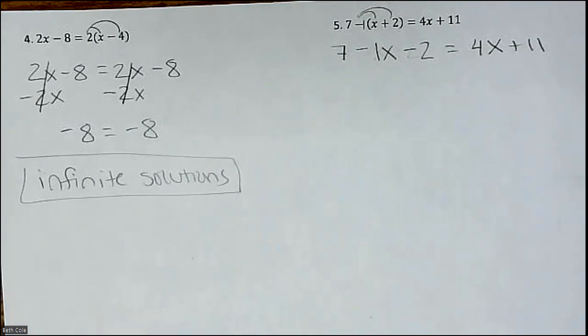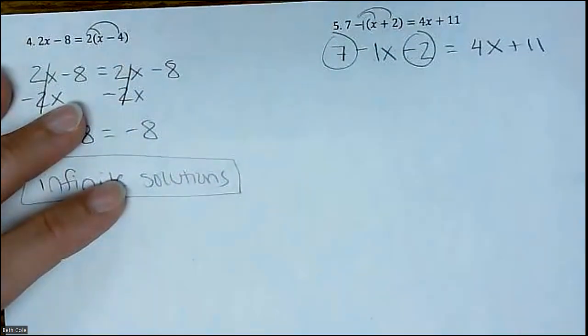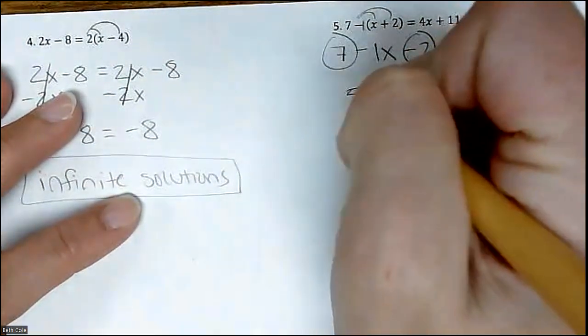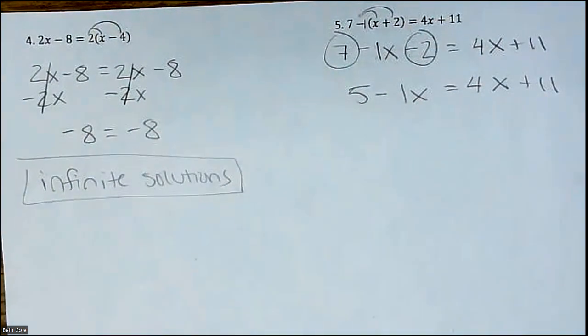We ended up with something really, really long. That means we should combine like terms. 7 minus 2, good, is going to be 5. So 5 minus 1x equals the rest of it. Again, you have to just write it down. Life is like that sometimes.